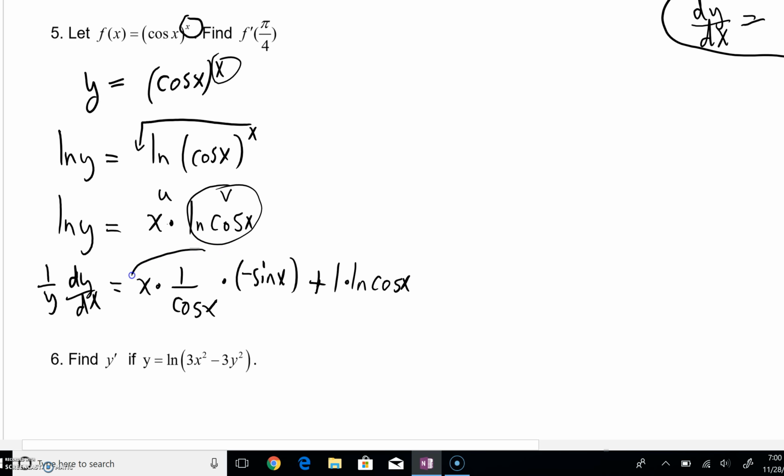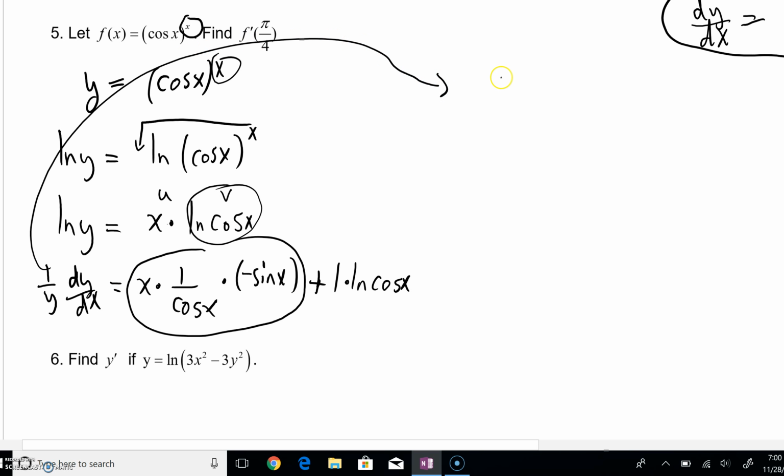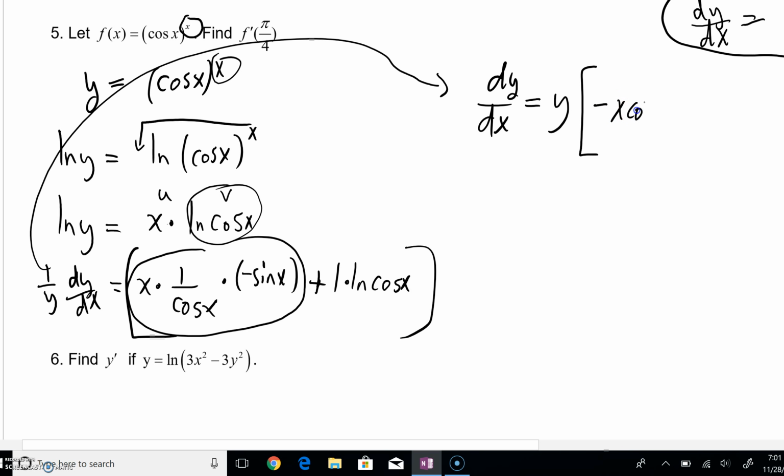Now, of course, right here, negative sine of x over cosine of x actually could become the negative cotangent of x. So I'm going to do a couple of things right now. I'm going to rewrite this over here, and in fact, I'm actually going to bring the y to the right-hand side, multiply both sides by y. But this right-hand side, like I said, it's really negative x cotangent of x. And then we could say plus natural log of the cosine of x.